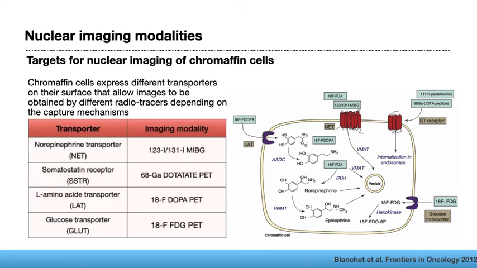For example, labeling MIBG with radioactive iodine is beneficial. MIBG is structurally similar to norepinephrine and can access the chromaffin cell through the norepinephrine transporter. And likewise, we can benefit from the presence of somatostatin receptor to perform a gallium dotatate PET scan, and from L-amino acid transporters to perform F-DOPA PET scan, and from glucose transporters to perform FDG PET scan.